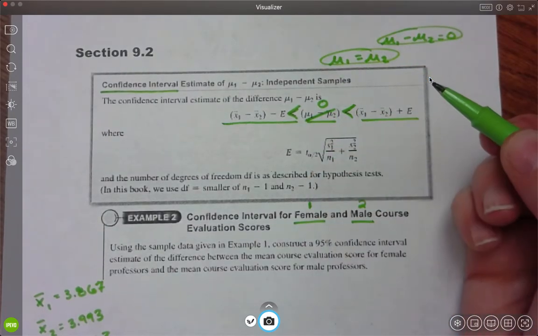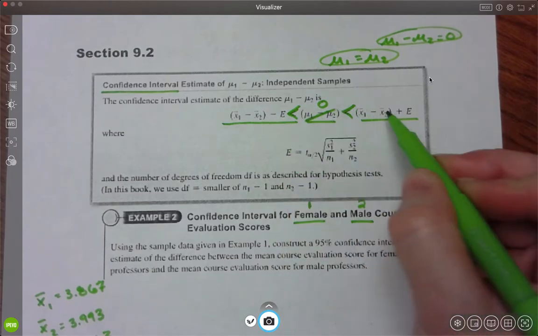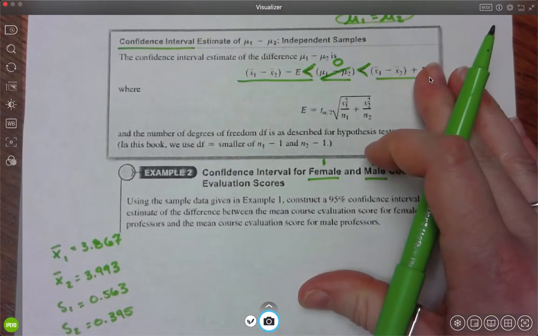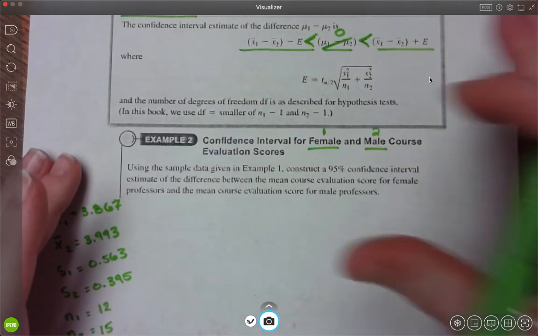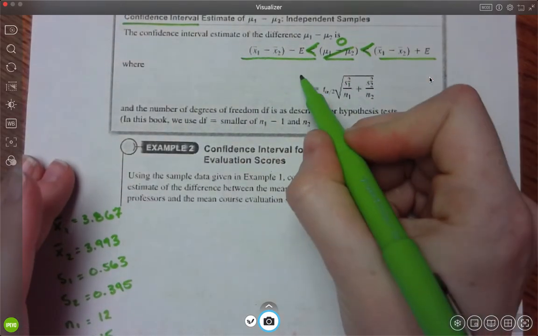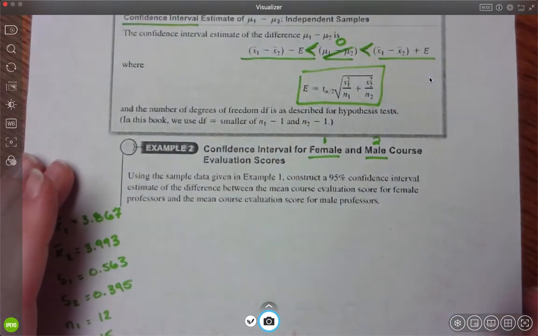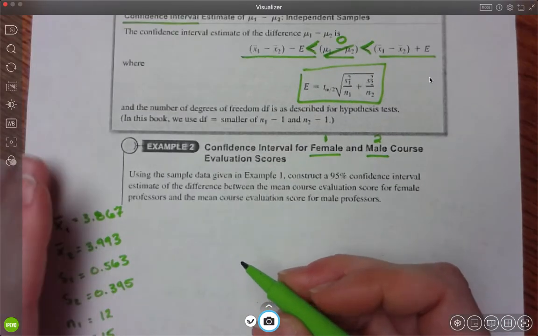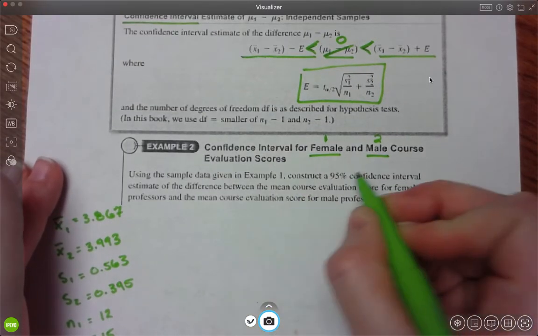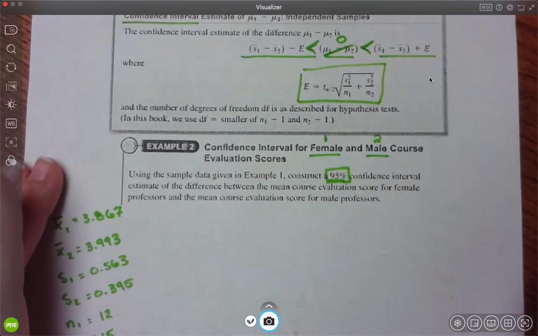So we'll put 0 in the middle here, and then we just check these two numbers, and we try to see what our confidence interval is. Okay, so we need to calculate the error, and this is the formula for our error based upon this information down here. Okay, so let's do that first. Again, we're doing a 95% confidence interval.